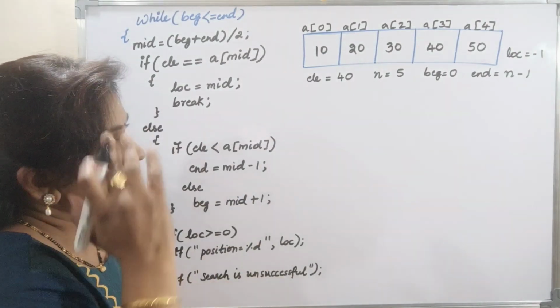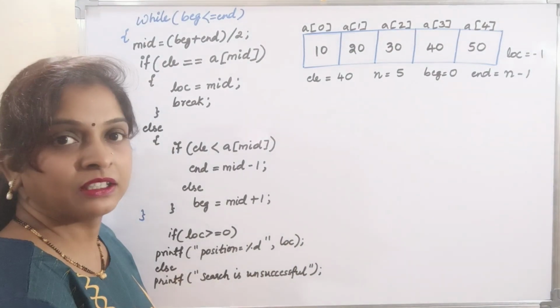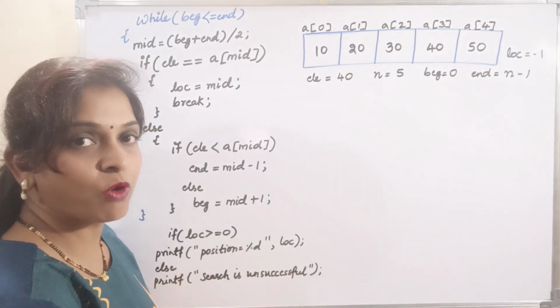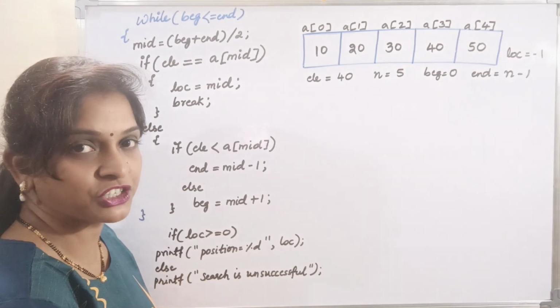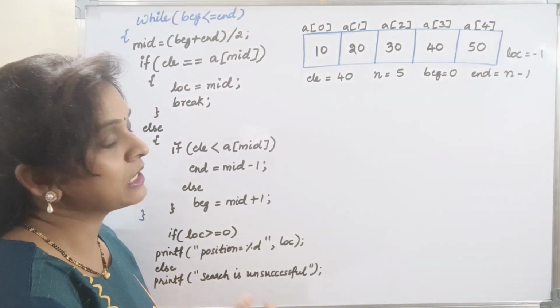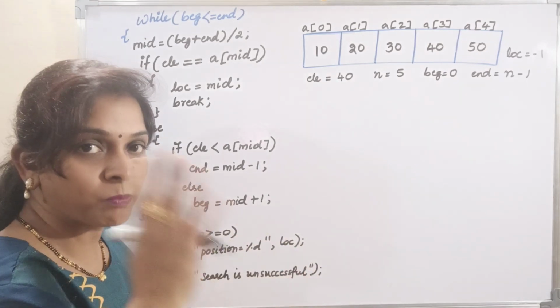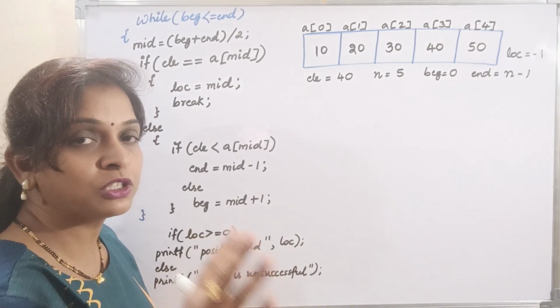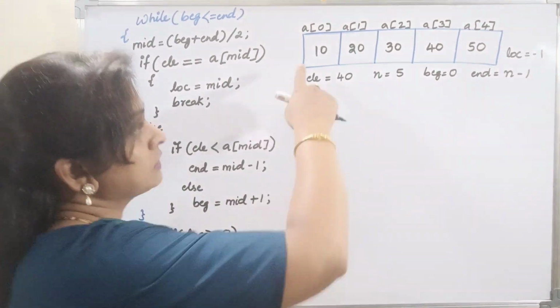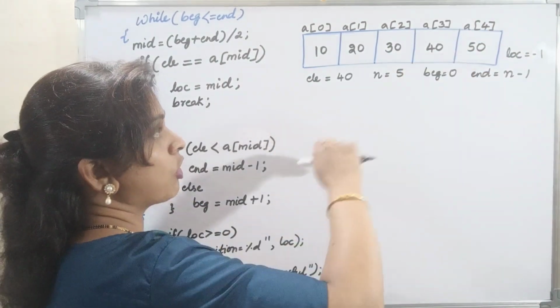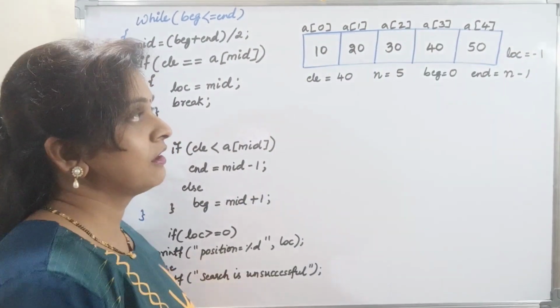Now, for binary search, the criteria is, if we want to search the element using binary search, the elements must be in sorted order. So while inputting the elements, we must make sure that we input a sorted array. The elements must be in sorted ascending order, say 10, 20, 30, 40 and 50.